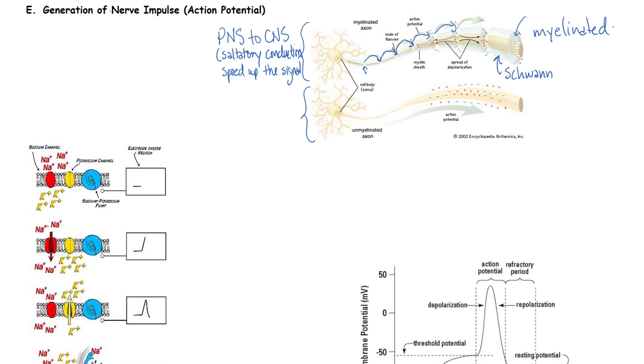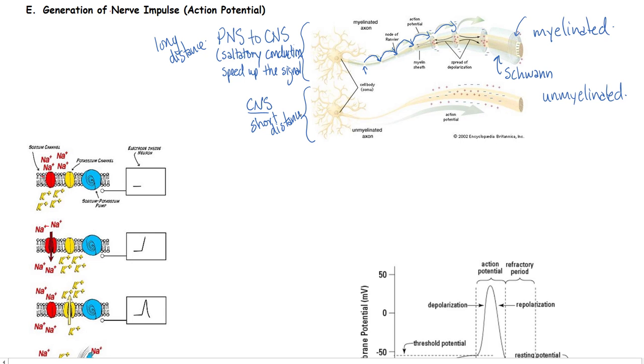Down below in this other one, we have an unmyelinated neuron, right? So we can see that there's no Schwann cells, it's unmyelinated, and this generally occurs within the central nervous system from one neuron to the next, traveling not great distances, right? So this one is long distance, and this one is very short distance, okay?